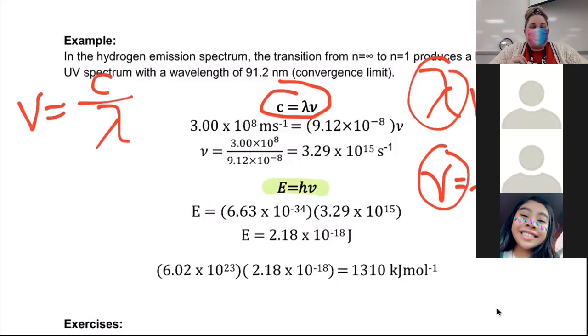Okay. There's a couple things to remember here. The speed of light is a constant. It is always the same. It is in your data booklet, I believe, in the first section where it has a bunch of constants listed. And it is this number right here, 3 times 10 to the 8th meters per second.